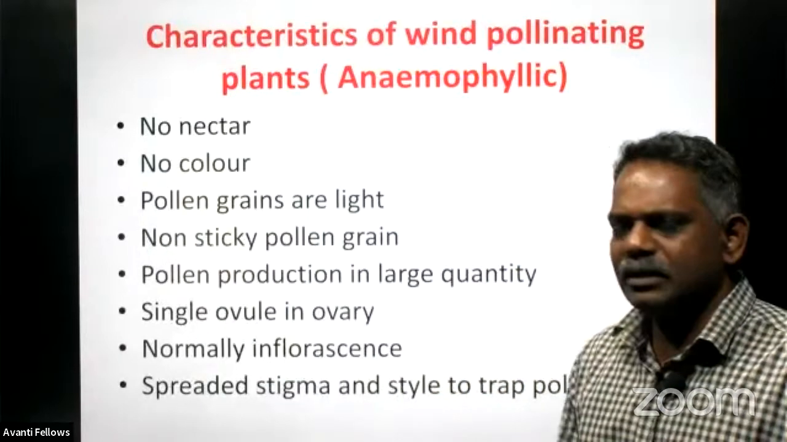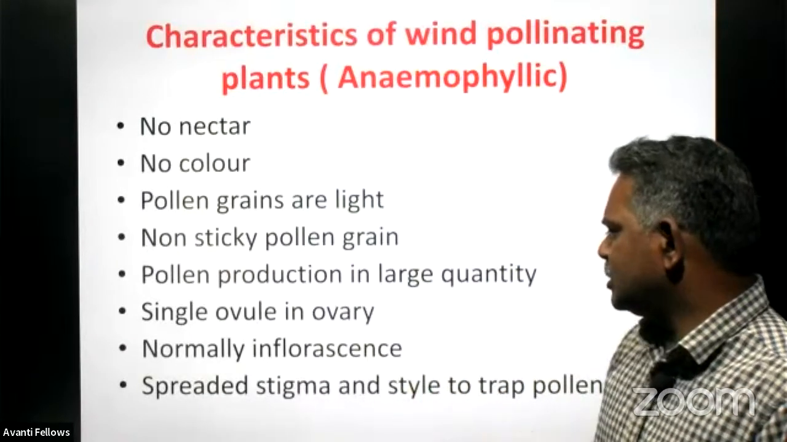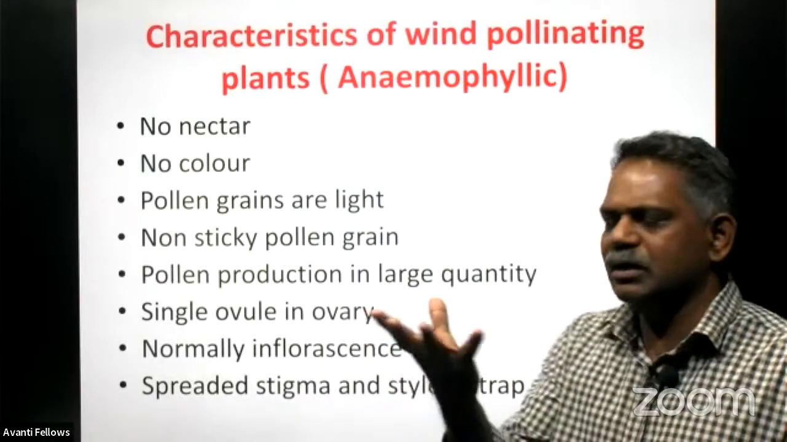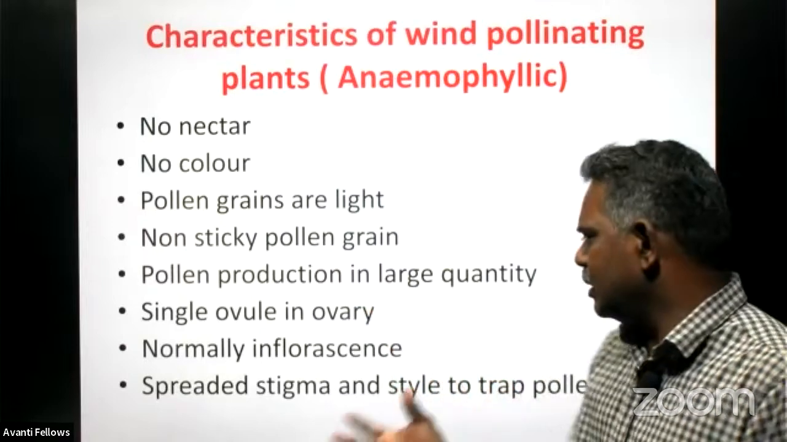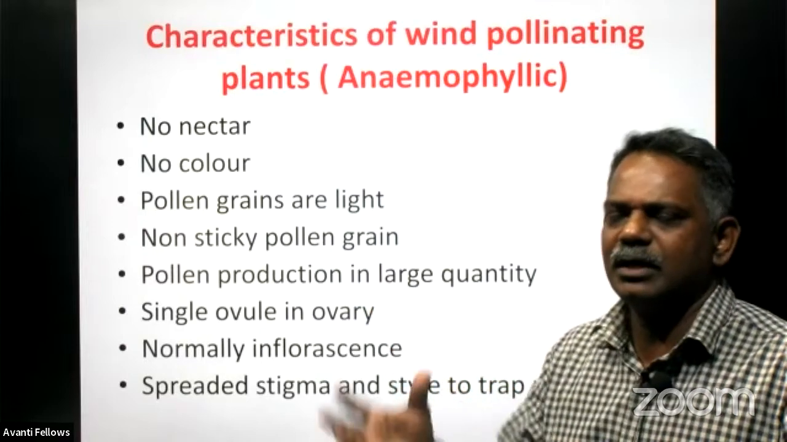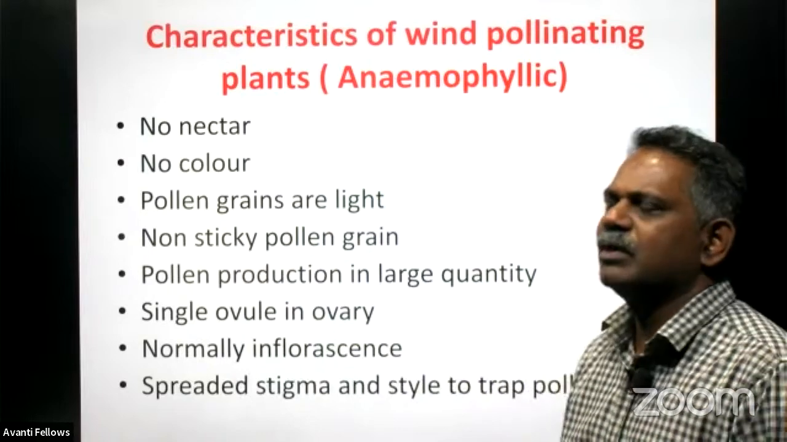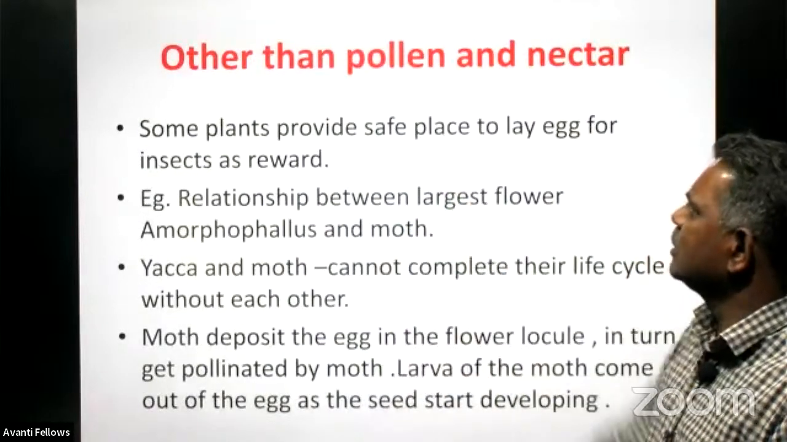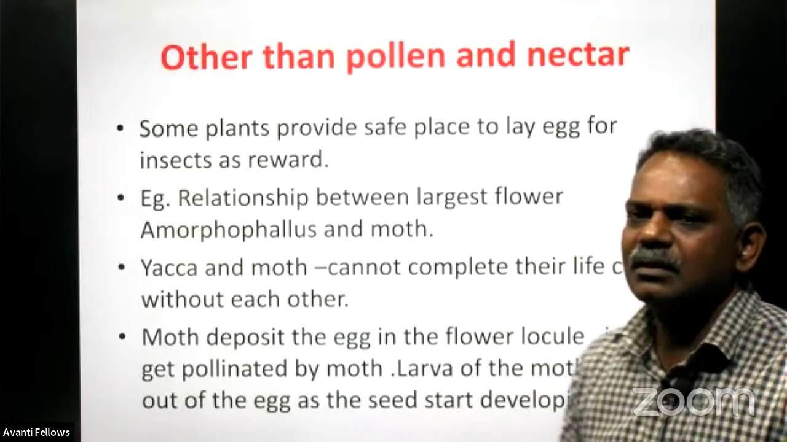Then normally these are all inflorescences, and the stigma and style are spread out to trap the pollen grains. The stigma region is feathery type so that it can easily trap the pollen grains while they are carried by the wind.